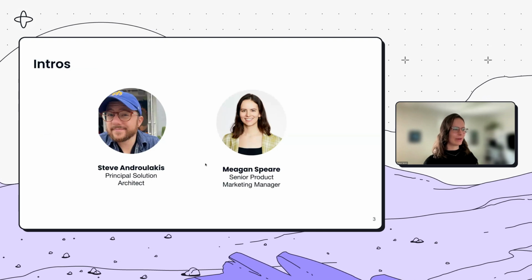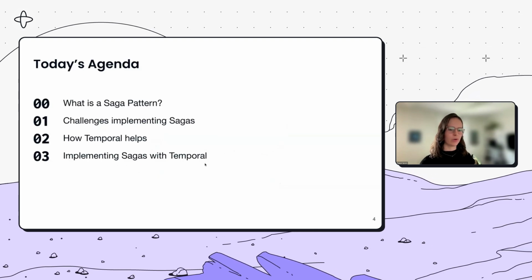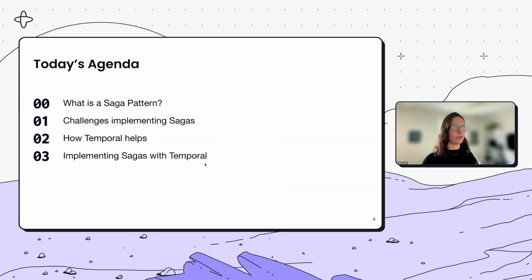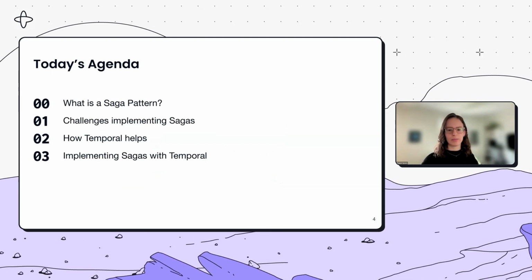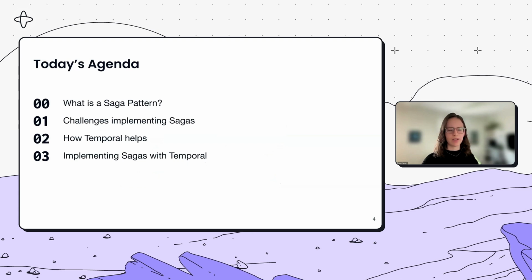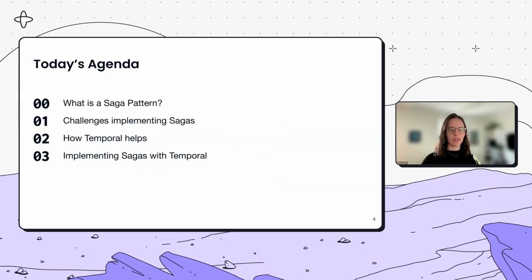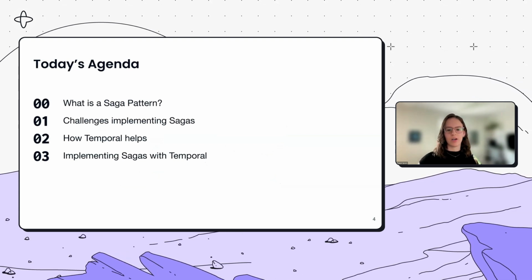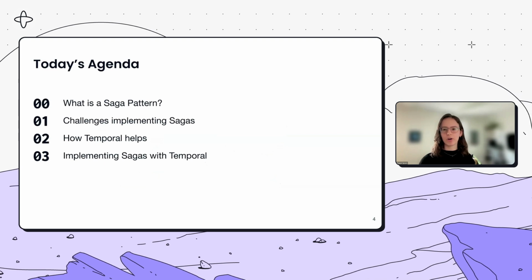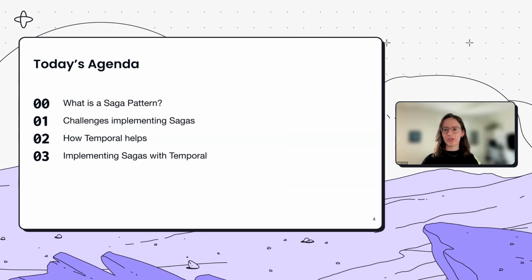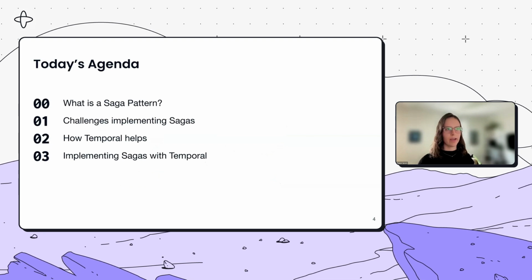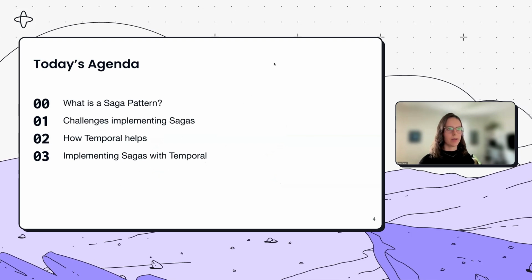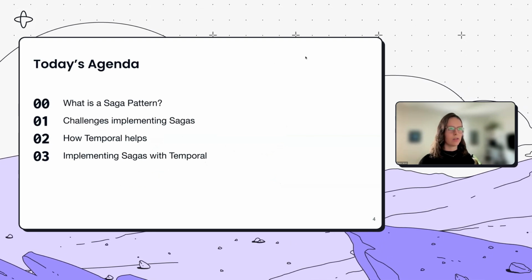So, a little bit more about what to expect from this session. We're going to start out with a brief intro to Saga patterns. Then, we're going to jump into some of the common challenges that people face when they're developing Saga patterns, how Temporal helps, and we're going to finish up with a section on how to implement Saga patterns in Temporal. And Steve has a great demo queued up for you all to dive into the weeds a little bit. So with that, I'm going to stop sharing. I'm going to pass the screen over to you, Steve, and let you take it from here.